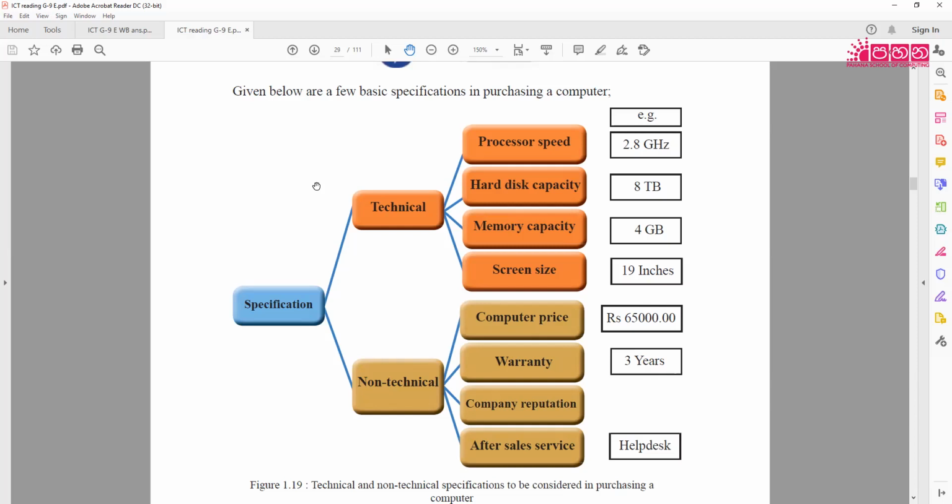Company reputation, again, very important. Sometimes when you're purchasing a computer from two different places, people tend to pay a higher price for the same product if it is a known place. Like nowadays, you know that Singer, Abans, Damro are commonly used companies, because they are reputed. So likewise, if you're purchasing in your city, make sure that it's a reputed company and they have been in the business for some time.